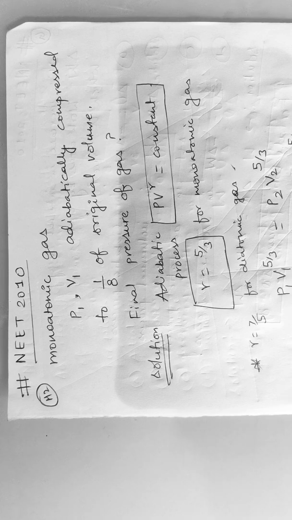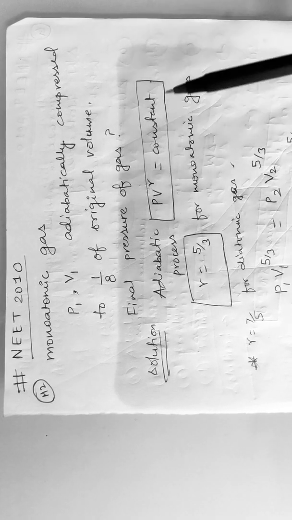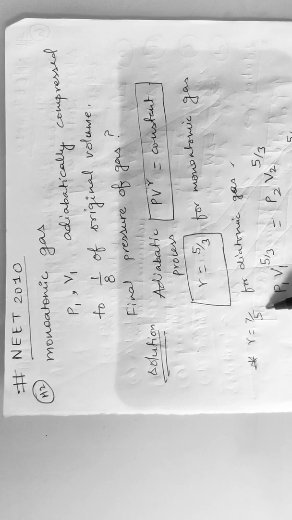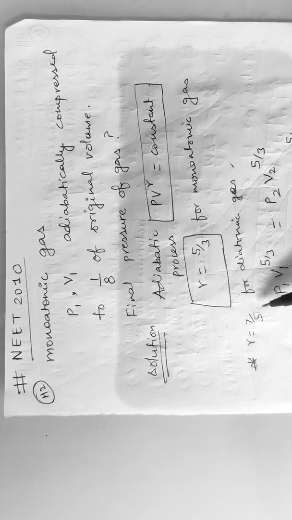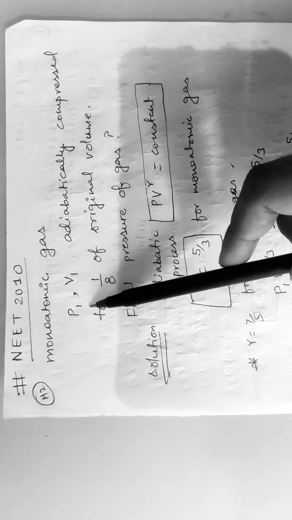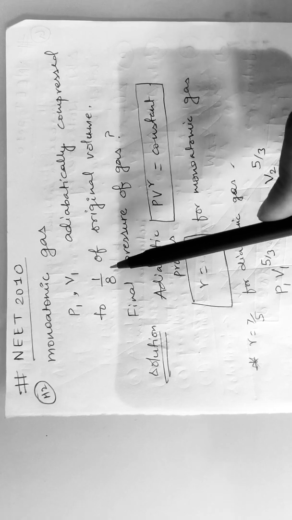Let's move on to the next question. It's a monoatomic gas. Initial pressure P1, volume V1, adiabatically compressed to 1/8 of the original volume. What is the final pressure of the gas? Dear students, monoatomic gas has gamma equal to 5/3. 5/3 is gamma for a monoatomic gas, and an adiabatic process is given, so PV raised to the power gamma is equal to constant, very important. For a diatomic gas, gamma is equal to 7/5. Try to remember this value, very important. 7/5 for diatomic, 5/3 for monoatomic. Now in this situation, pressure is initially P1, final pressure we have to find. Initial volume V1, final volume is V1/8.